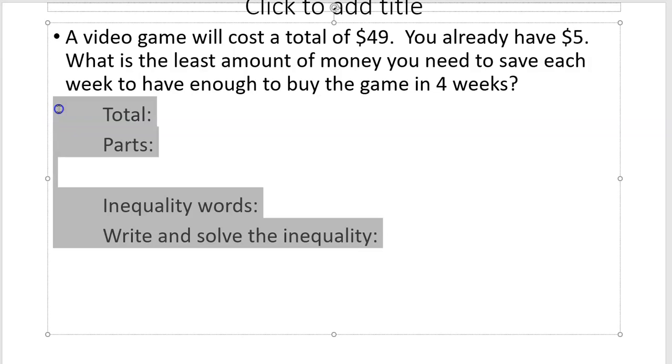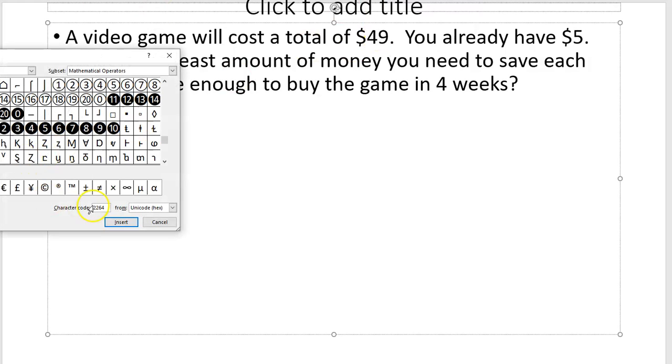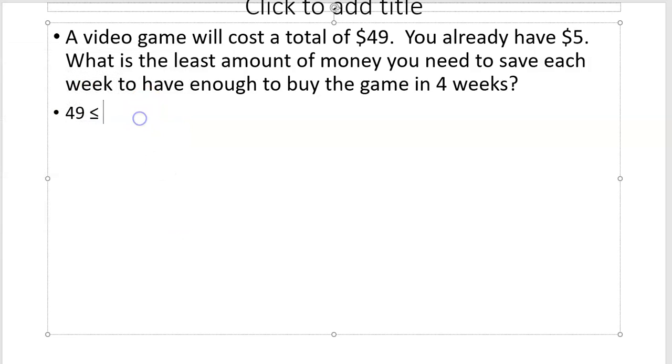A video game will cost a total of $49. So we've got the $49. That's the max. You already have $5. So you've got to have, is it okay if you have more than $49? Yeah, you can have more than $49 but you're going to have $5 plus $4 times whatever you save each week. If you have more than $49, great, you can use it for other stuff too. Maybe you buy another video game or something, but your minimum is $49 to work.